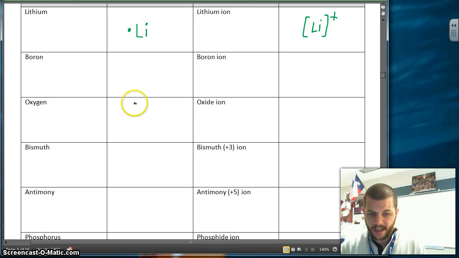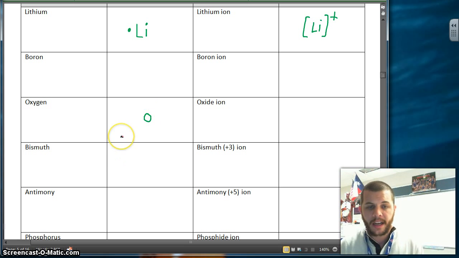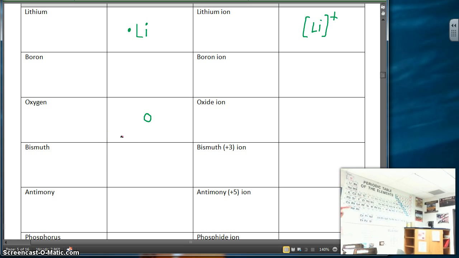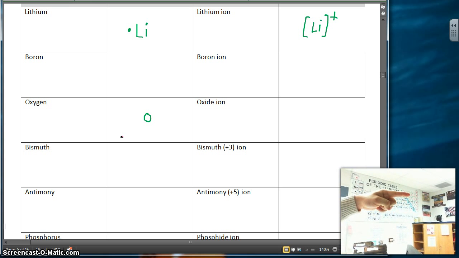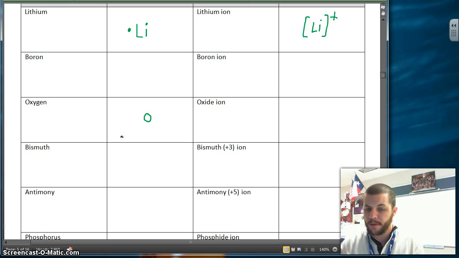Okay, let's go ahead and move on down here to oxygen. Oxygen's element symbol is O. Oxygen is in group 16, way over there. So there are 6 valence electrons. Now I'm going to start placing my valence electrons. 1, 2, 3, 4. Now I've gotten all 4 sides of the square. Now I'm going to go back and start doubling up. 5 and 6. So this would be the Lewis dot structure of oxygen.